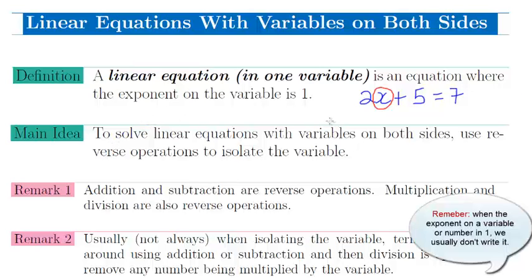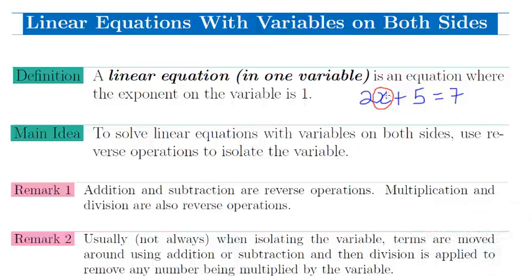To solve linear equations, the idea is to isolate the variable by using reverse operations. So to get rid of this plus 5, you would subtract 5 from both sides, for example. The two remarks give you important information about how to go about solving linear equations.